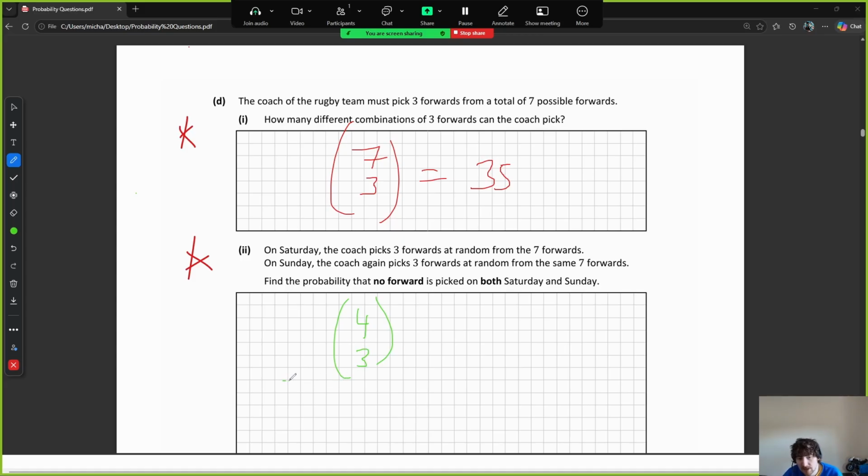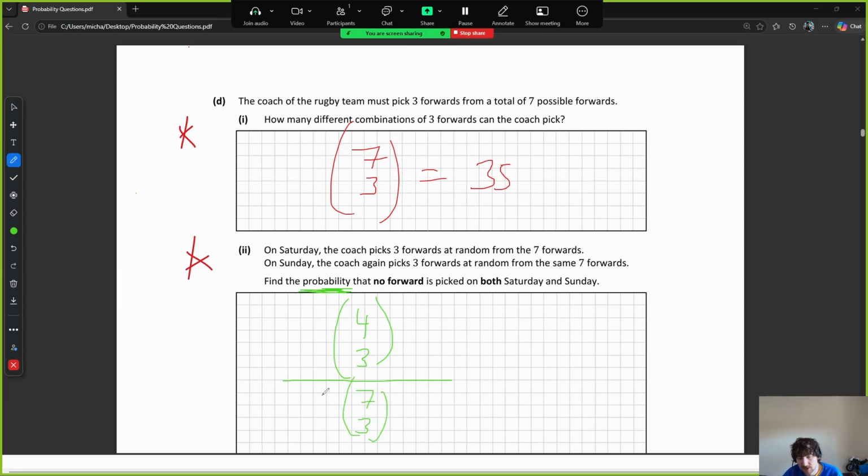And then we divide that, because we're asked for the probability, not just the number of ways he can pick this. The number of ways he can pick this by not picking the forwards from Saturday is 4 choose 3. But the probability of doing this is divided by the total number of ways of just picking the panel, which is 7 choose 3.